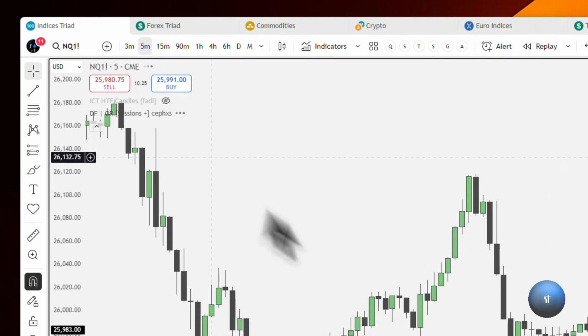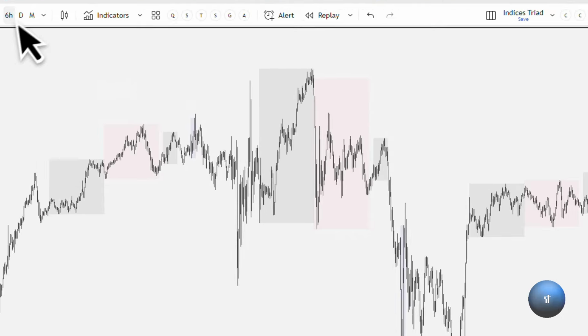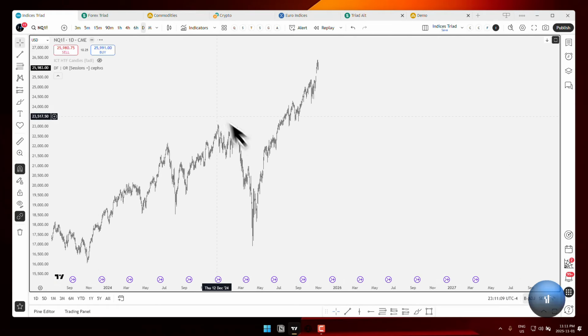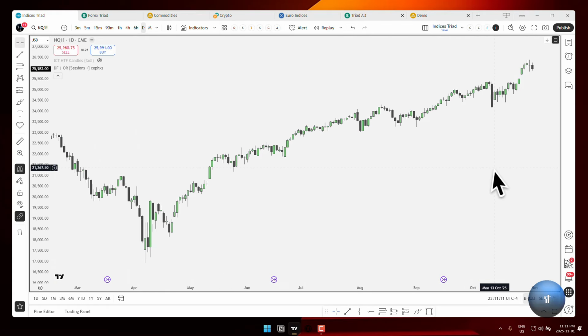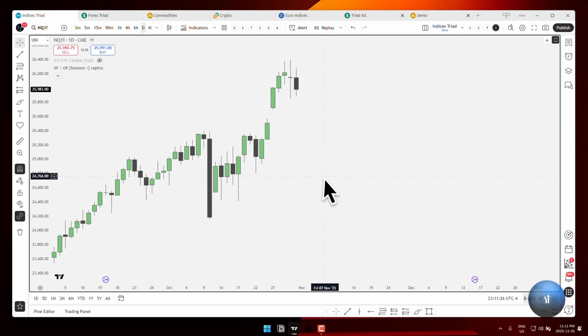If I go to the 5-minute chart right now, it's a mess, right? We have all this up, down, up, down. Once you zoom out, everything becomes like magic. It just becomes clear, and you can see, okay, what is price doing? And that is exactly what I will be going over in this video.